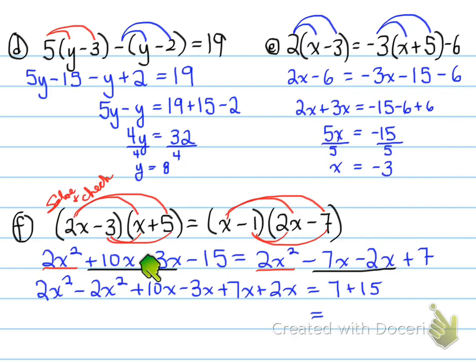And then we have 10x minus 3x plus 7x plus 2x, and then we have 7 plus 15. 7 plus 15 is 22. The 2x squared minus the 2x squared is gone, and we're going to be left with combining the like terms with the x's. That is 10x minus 3x plus 7x plus 2x, and that will give us, that's right folks, 16x.